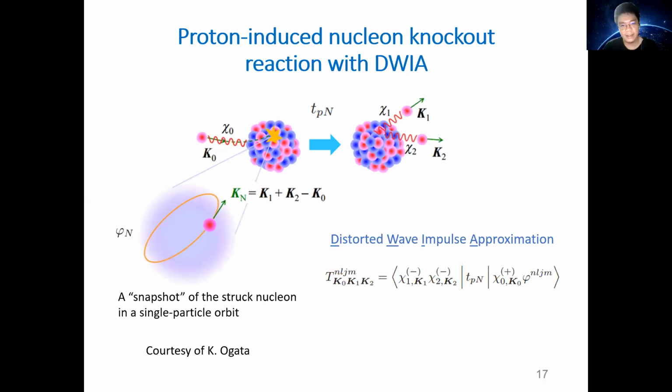This is a very nice illustration provided to me by Ogata-san, showing the mechanism of how proton-induced nucleon knockout reactions work. As you see here, a proton interacts with the valence nucleon, and based on a kind of free scattering, it knocks that nucleon out. The whole process is similar to the way two nucleons scatter freely, but in this case it is inside the nuclear medium.